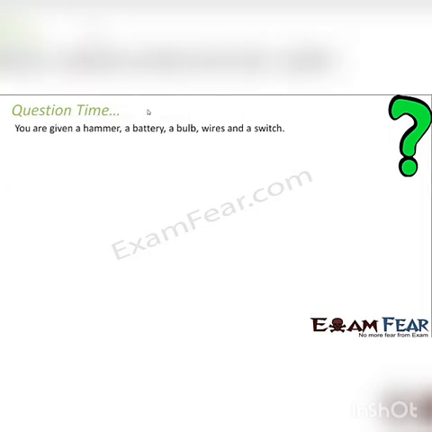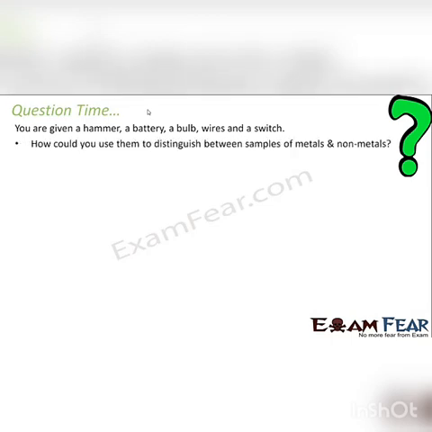You are given a hammer, a bulb, battery, wire and switch. How will you use them to distinguish between the samples of metals and non-metals? So if you see here, with the hammer we can use the ductility or malleability property, right? We can just beat it. So we'll beat that particular sample. If it is malleable, I can say that it is metal.